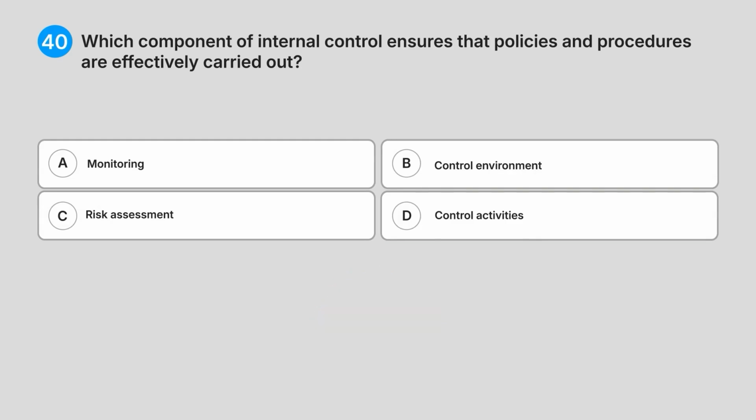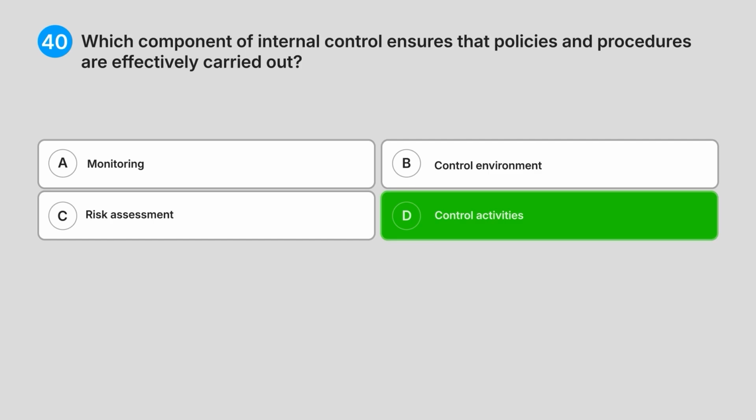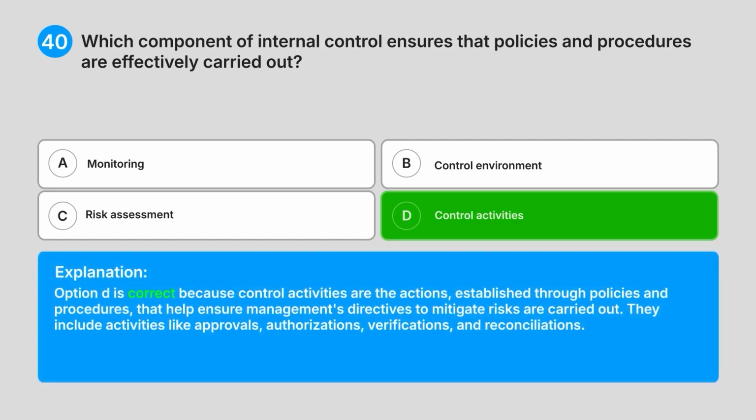Correct answer: D. Control activities. Explanation: Option D is correct because control activities are the actions, established through policies and procedures, that help ensure management's directives to mitigate risks are carried out. They include activities like approvals, authorizations, verifications, and reconciliations.